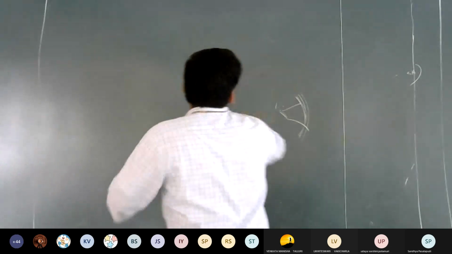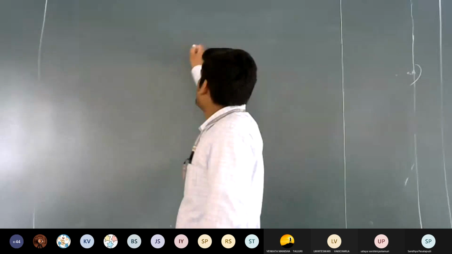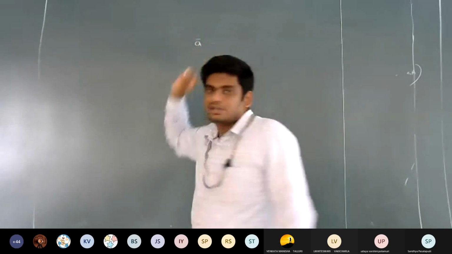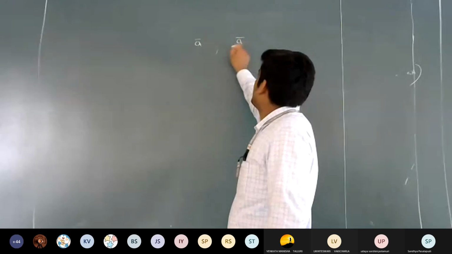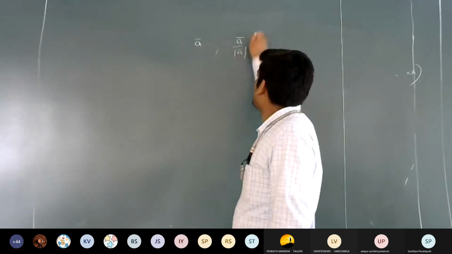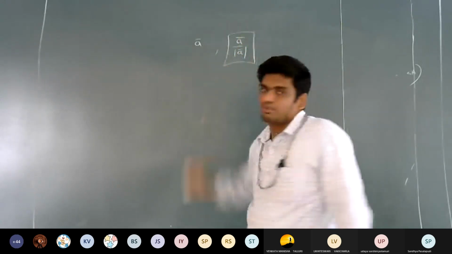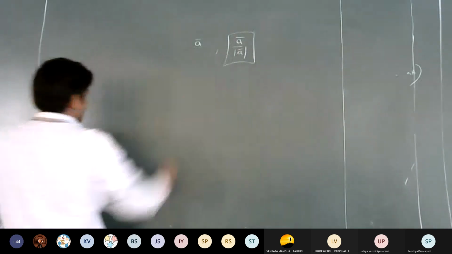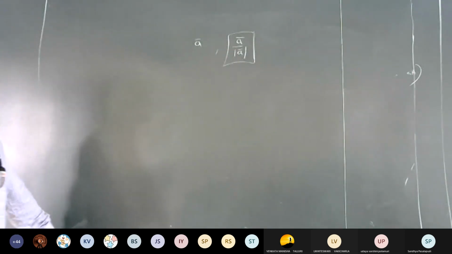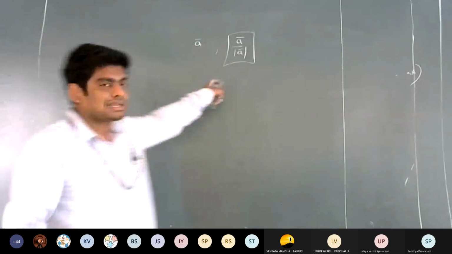It is also a simple one. Suppose a bar is any vector, and its unit normal vector is a bar by mod a bar. It is the simple one. So this is called unit normal vector.